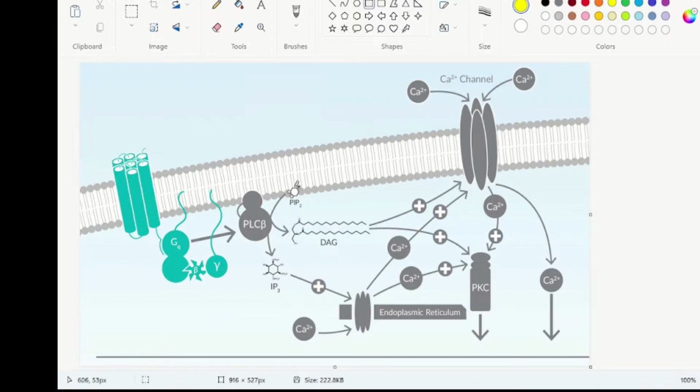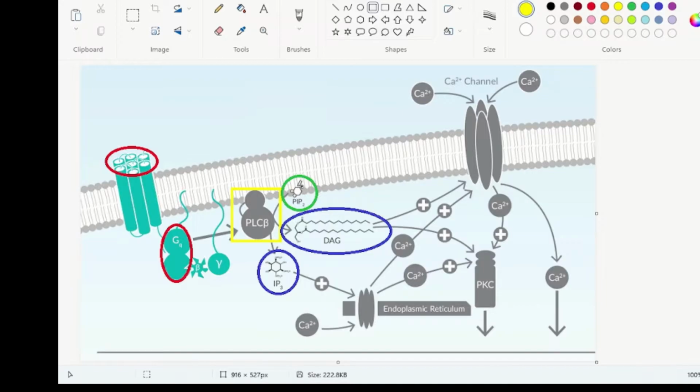Moving on to the third major subtype of GPCRs, the GQ subtype. This subtype uses pathways independent of the GS and GI pathways. When a GPCR of this subtype is activated, the GQ subunit travels along the interior of the cell membrane to activate phospholipase C. Phospholipase C breaks a phospholipid from the cell membrane called PIP2 into 2 pieces. One piece we'll call DAG and the other piece IP3.